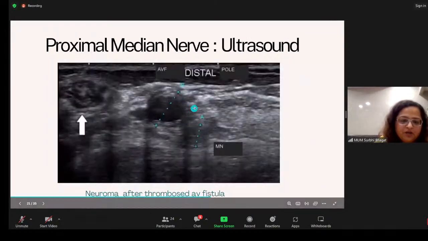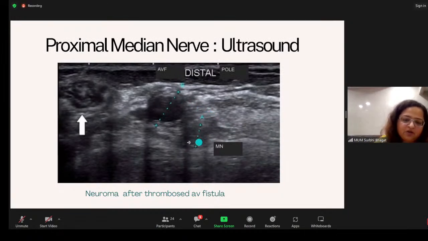In the same way, in an IV fistula patient, if they complain of pain, just put an ultrasound and you may see a median neuroma here. This is a musculocutaneous nerve neuroma.